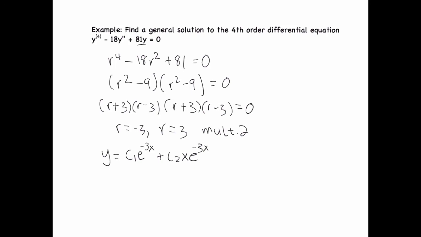So when we go to write our solution then, it would be y equals c1 e to the -3x plus c2x times e to the -3x for my first root and the multiplicity of 2. And then we'll have c3 e to the 3x plus c4x e to the 3x. And we can get away doing that again because this exponential is different from this one. So we don't have to keep going. If they were all e to the -3x, if we had multiplicity 4, then we would have to keep going with the power on that one. But here we're fine as is.